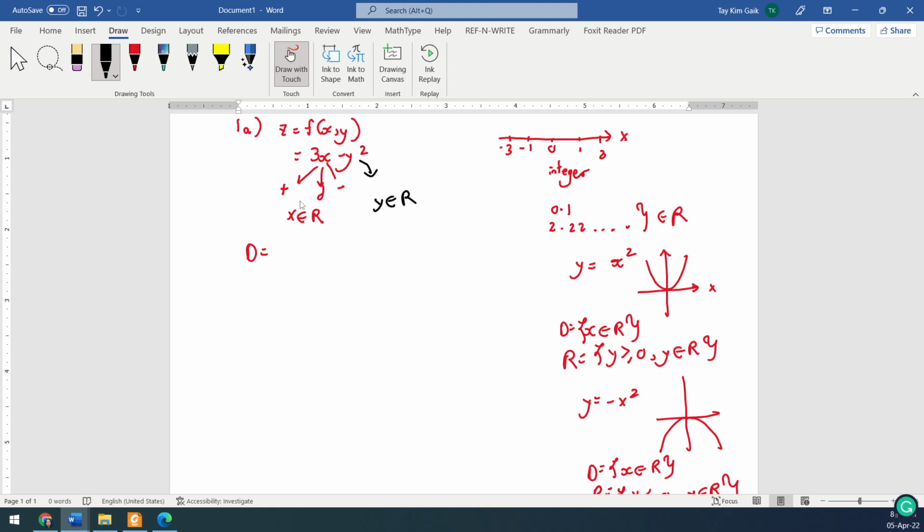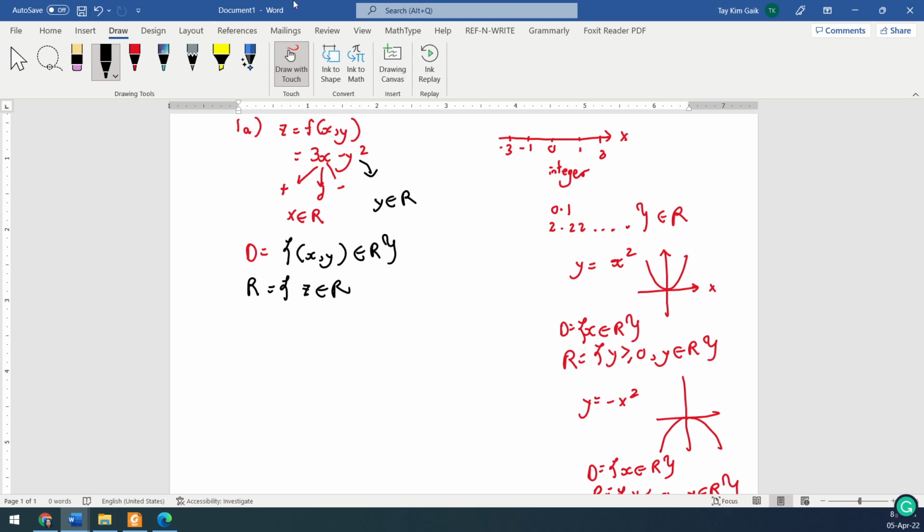So you see x is a real number, y is also a real number. That's why your domain is actually the set of (x, y), so the set of (x, y) belongs to the real numbers. And then the range is actually z. So you have a real number minus a real number, so the range also, z should be a real number. You can check 1a. So this is how we find domain and range.